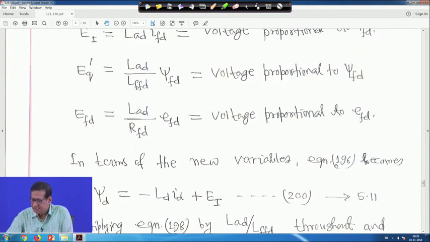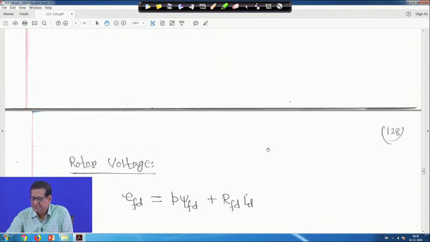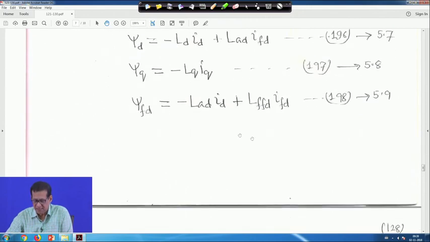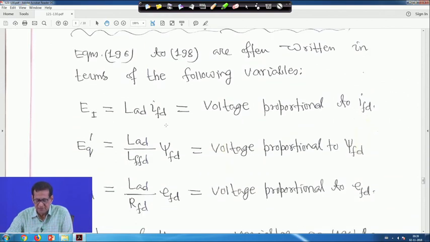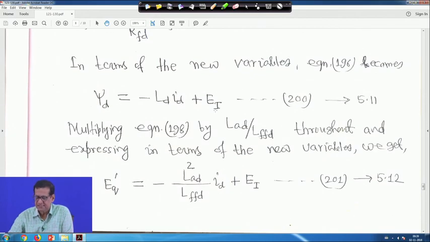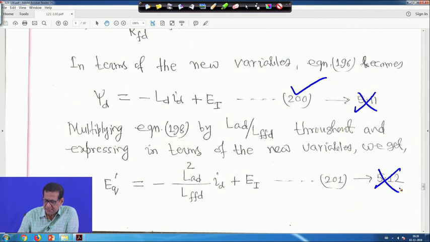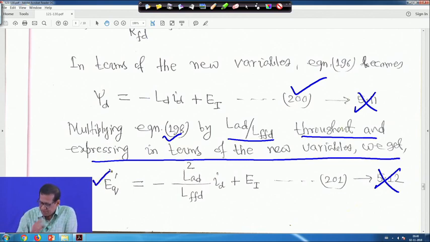So in terms of the new variables, equations 196, 197 and 198 will become: psi d will be minus L d I d plus E I, this is equation 200. This is not required, this is for my reference. Multiplying equation 198 by L A D upon L F F D throughout and expressing in terms of the new variables, you will get E Q dash equal to minus L A D square upon L F F D I D plus E I. You multiply equation 198 on both sides by L A D upon L F F D, simplify with the assumptions we have made, and you get E Q dash equal to minus L A D square upon L F F D I D plus E I. This is equation 201.